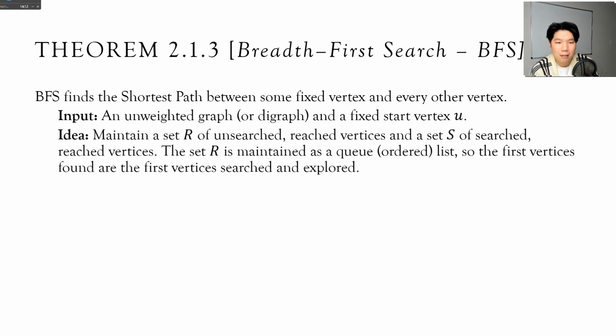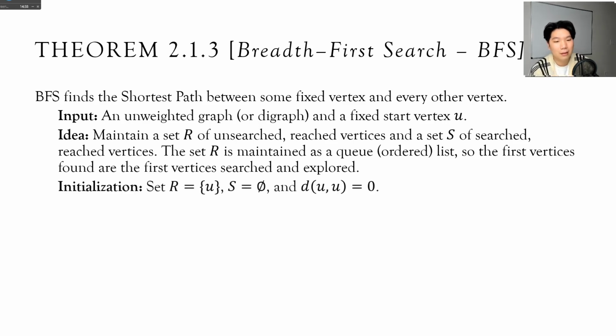And the idea behind this algorithm is that we're going to maintain 2 sets of vertices that we're going to call R and S, where R represents reached and S represents searched vertices. And the way that we look at R is that it's going to be a little bit of a queue list, where we look at the first vertex in that set as we go through this algorithm. For initialization, the way that we start this off is that we let R be whatever our fixed vertex is, S be the empty set, and then clearly the distance from a vertex to itself is 0. If I want a path from a vertex to itself, I don't need to move at all. The distance is 0.